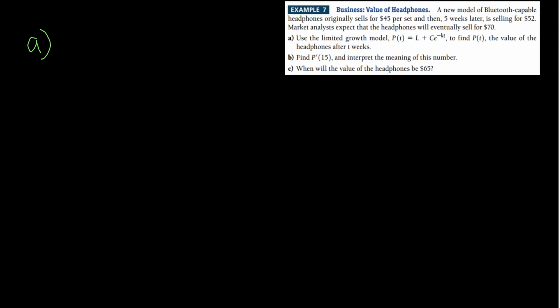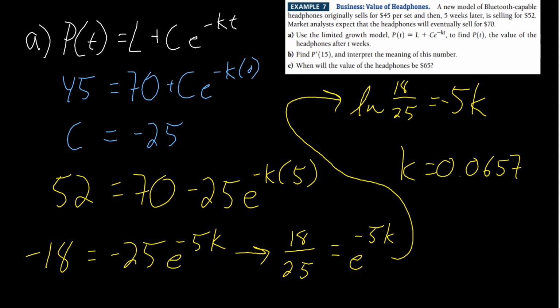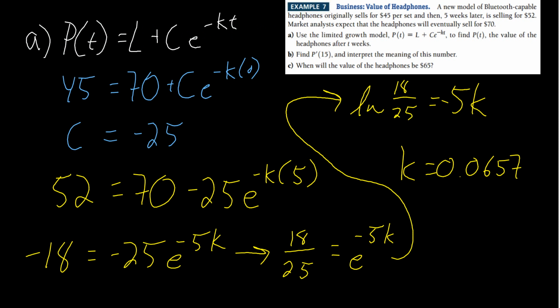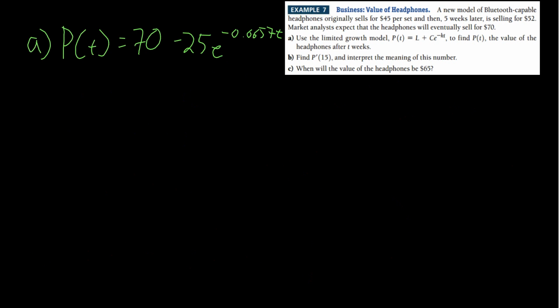So A is now officially P of T is equal to my limiting growth, 70, minus 25 e to the negative 0.0657 T. Okay, so finally we're done with A. That's kind of unusual. Usually A is the easier, quicker one. Alrighty, so that's A.